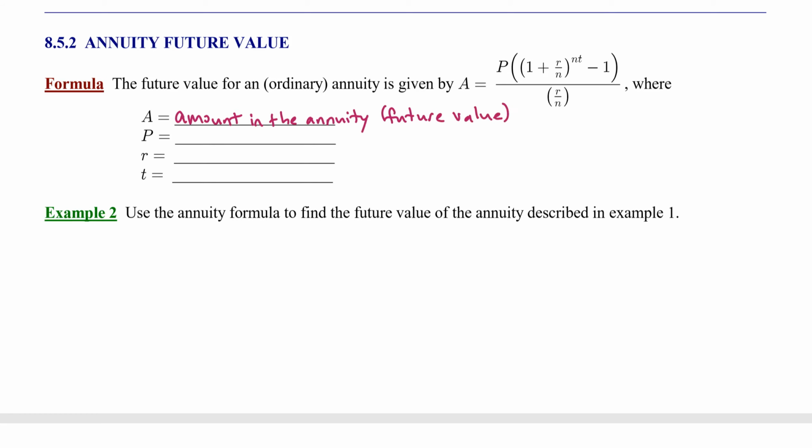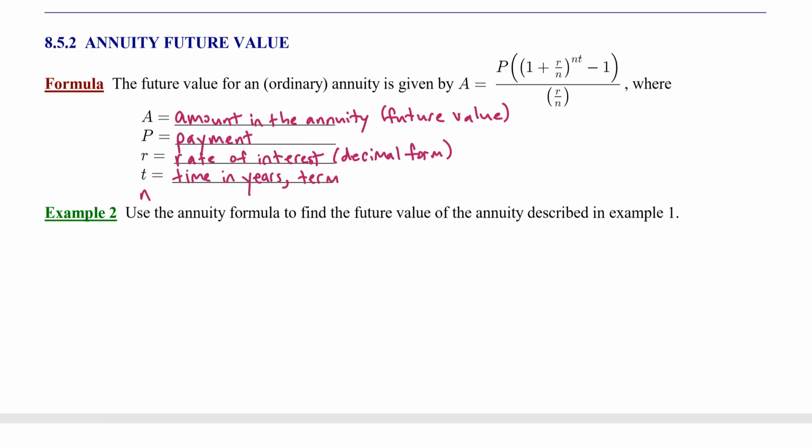P, we have been previously calling the principal, or one-time lump sum deposit for either a simple interest or a compound interest investment. But in the context of an annuity, P is our regular payment. And we're going to make the same payment at fixed intervals of time over a specific term. R is the rate of interest, as always, and this is in decimal form. And T is time in years, also known as the term of the loan.